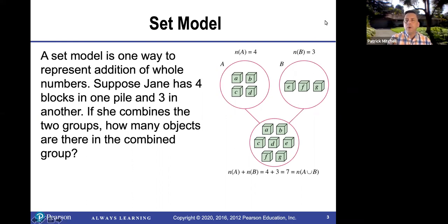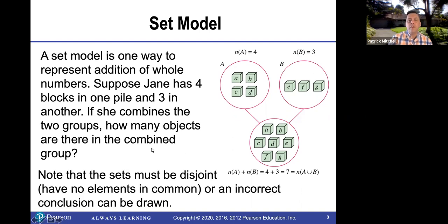So recently we were looking at sets. If you think of the group of 4 blocks as a set with 4 elements, the number of elements in that set is 4. And then the group of 3 blocks is a separate set with 3 elements. If you combine those sets, which is taking the union, you end up with 7 elements. Now notice, in order for this to work, the sets have to be disjoint. Remember, that means they have no elements in common.